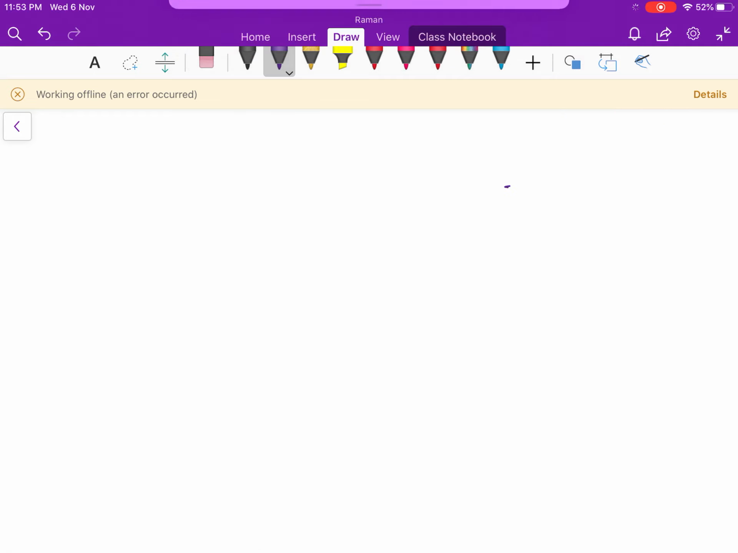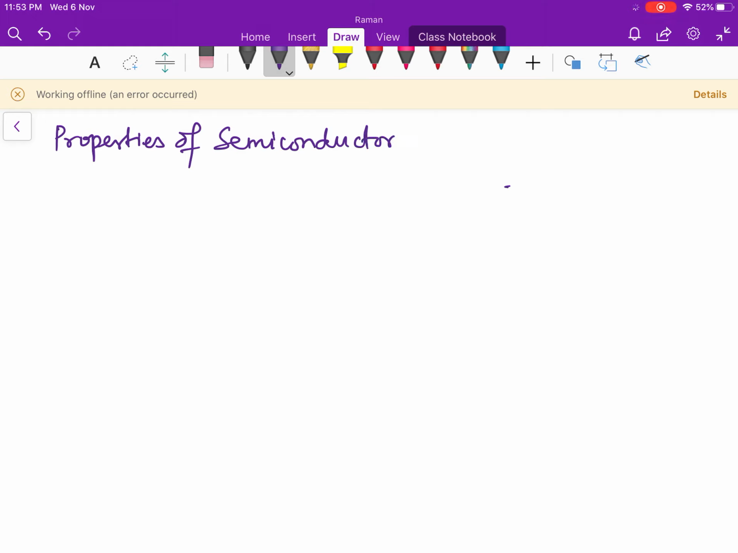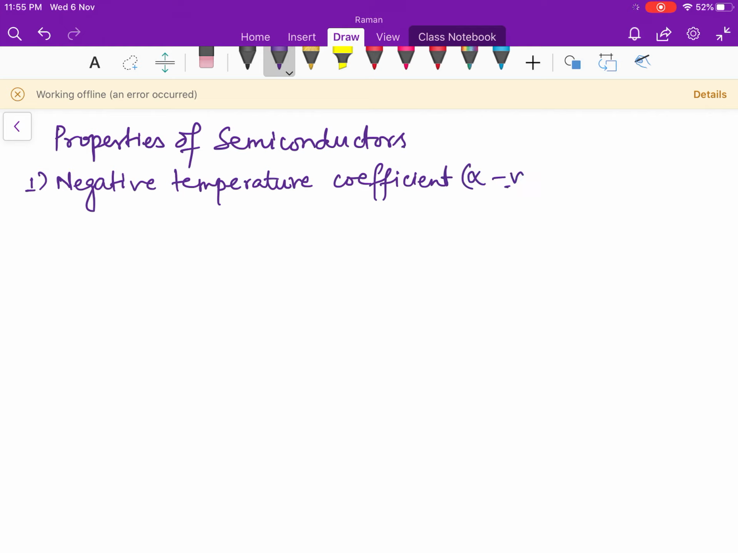Okay, we are going to discuss properties of semiconductor. First one, it is having negative temperature coefficient. That is, alpha is negative.